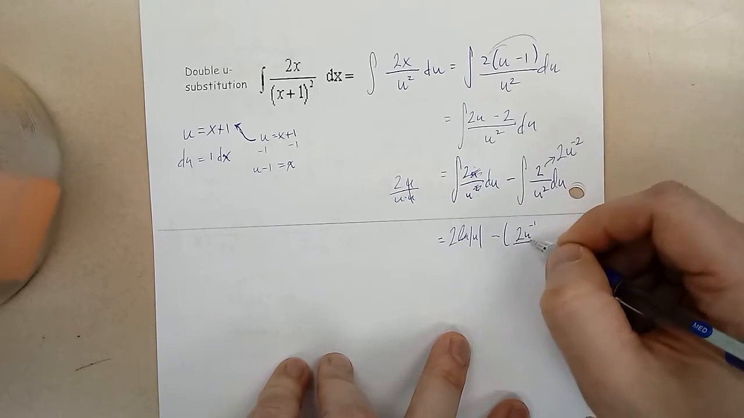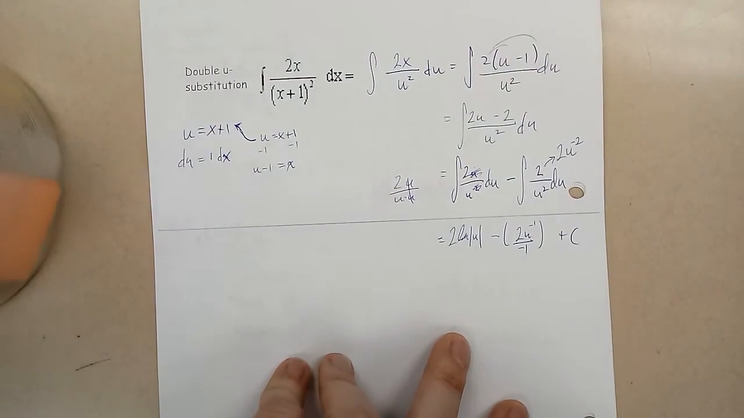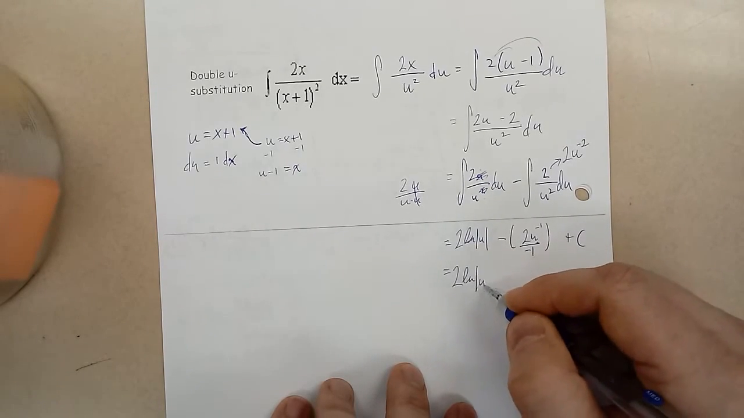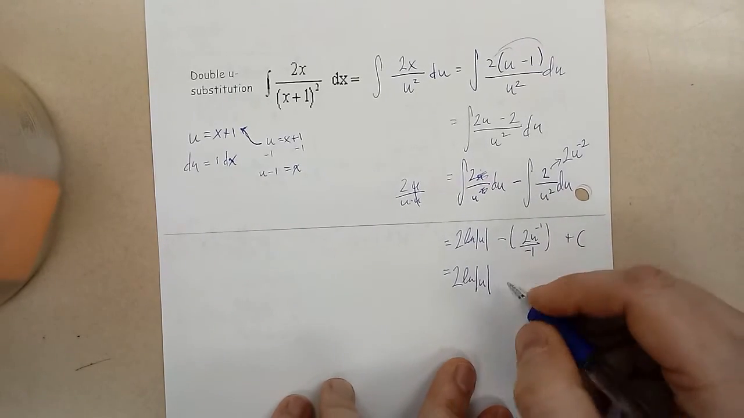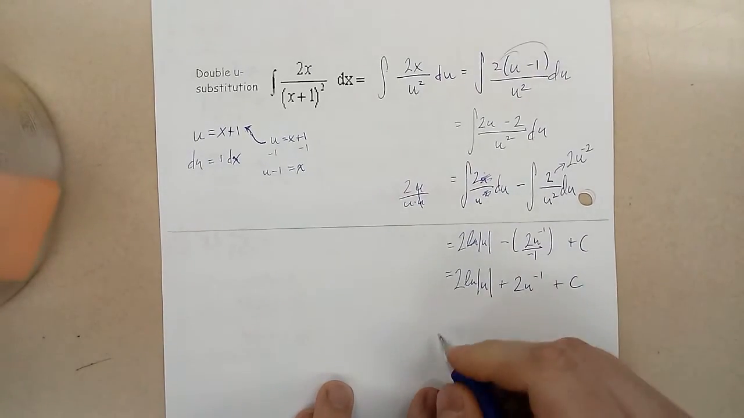And then divide by my new exponent, plus c. So before I resub in x's, that's a double negative, so it's going to be plus 2u to the negative 1 plus c. And I shouldn't leave it like that.